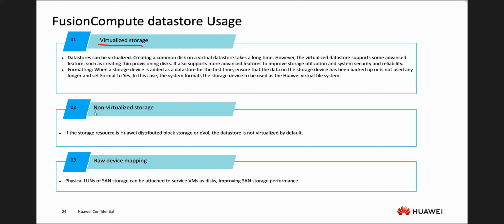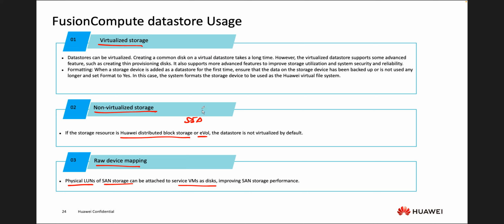You can also use non-virtualized storage, and that is where you use the distributed block storage, the one I showed you previously, or eVol, which is not virtualized. It's SSDs, but it's used as block storage. Then you have raw device mapping, where your physical LUNs or SAN storage attach as a service to the VM disk, improving SAN storage performance. So that can be used in many ways. You look at the disk in terms of how you would use it. You either use it as virtualized storage, where you create virtualized disk space from that.